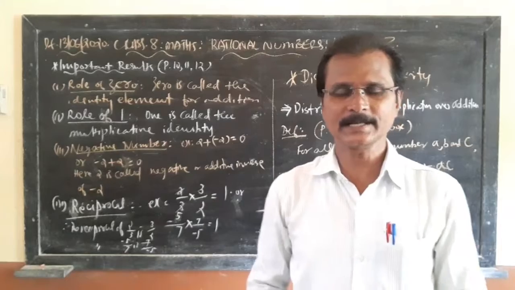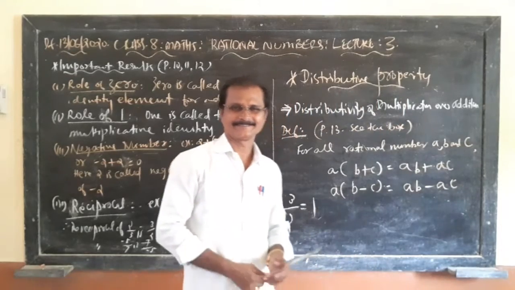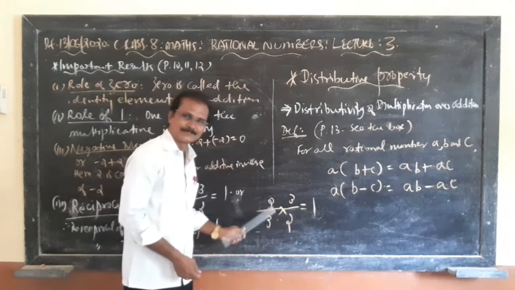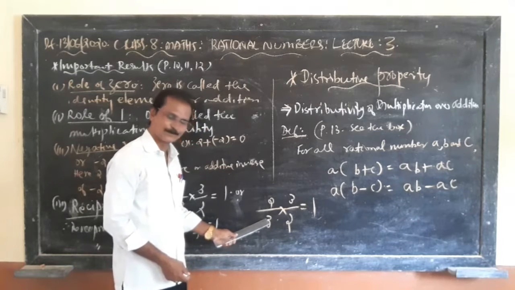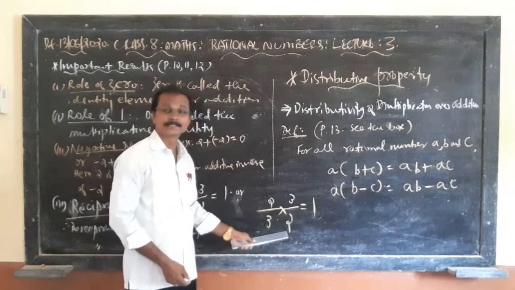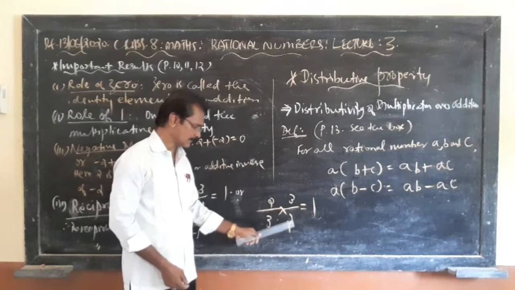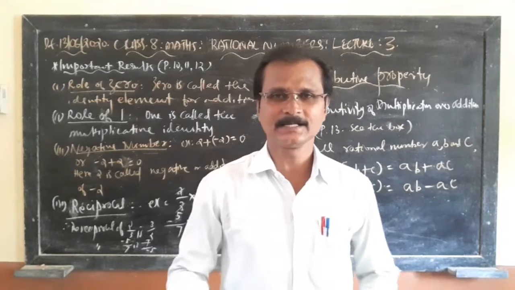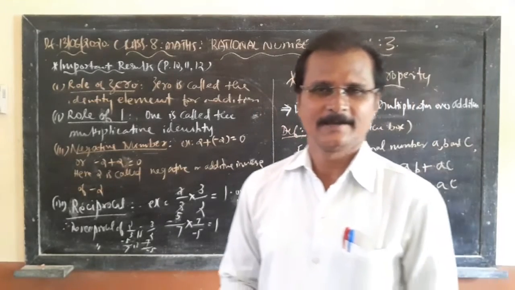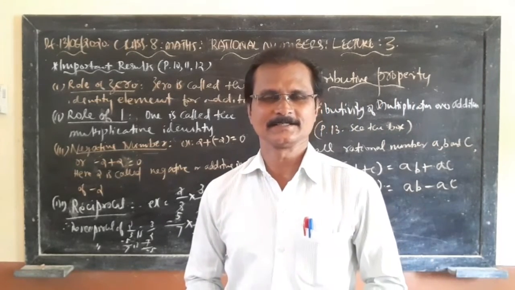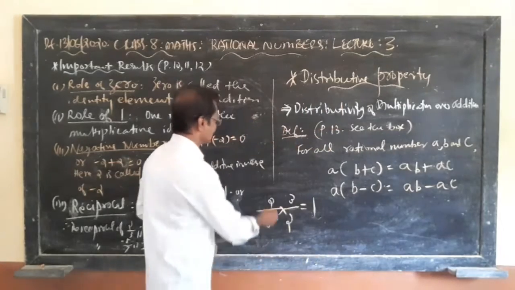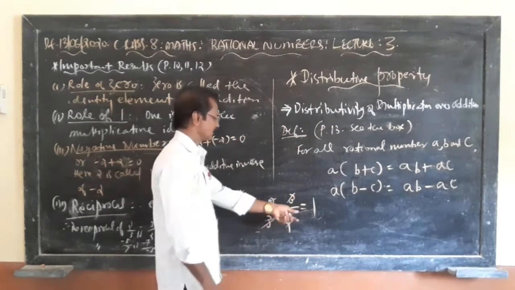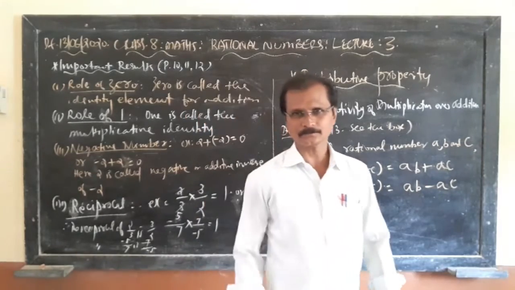Changing numerator and denominator. In 2 upon 3, 2 is the numerator and 3 is the denominator. Multiplying with 3 upon 2, 3 is the numerator and 2 is the denominator. So what will happen? These 2 cancel and 3 and 3 cancel. Then your answer will be 1.